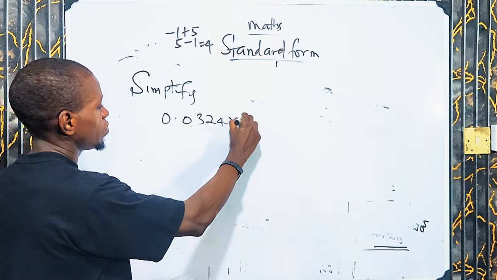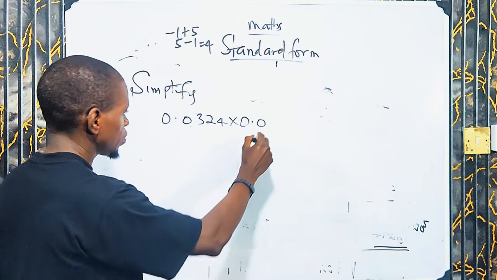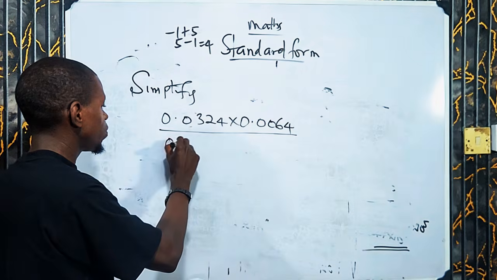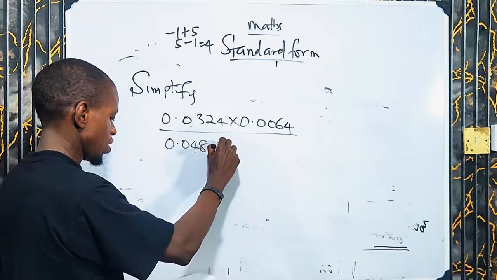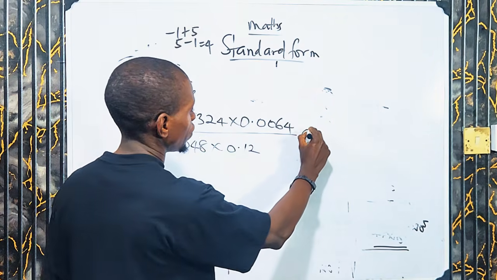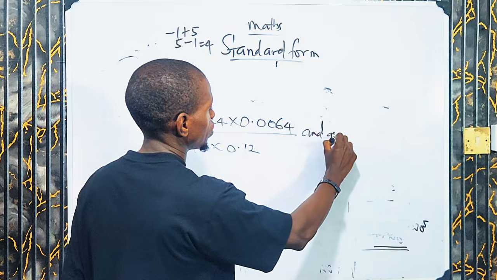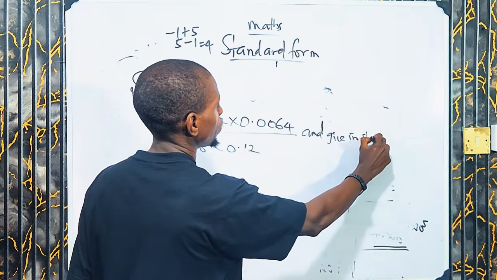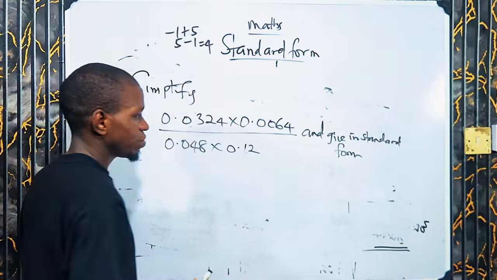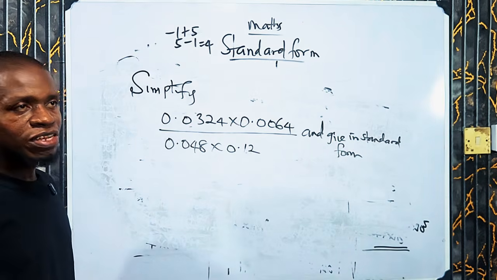0.0324 times 0.0064 all over 0.048 times 0.12, and give your answer in standard form. And how do you give your answer in standard form?